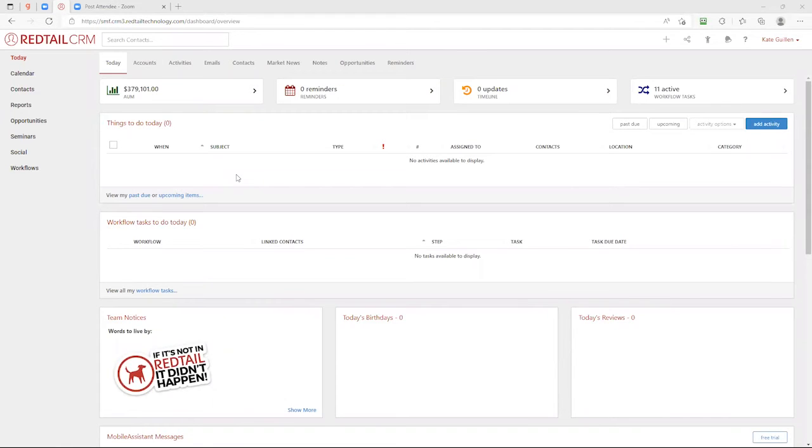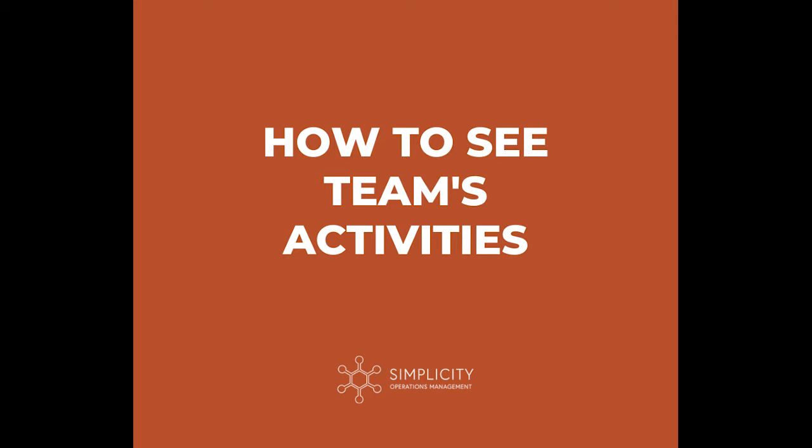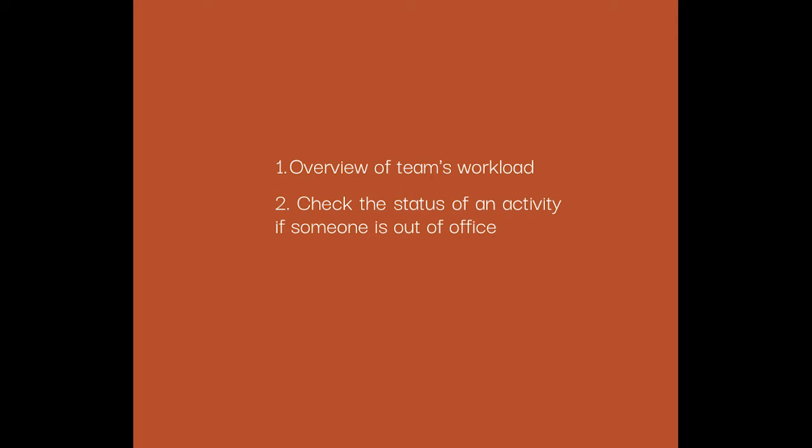Today I'm going to be showing you how to see what activities or tasks your other team members are working on. This can be beneficial for a few reasons. One, to get an overview of the workload of your team members. And two, if a team member is out of the office and you need to check on the status of a specific task or project they're working on.